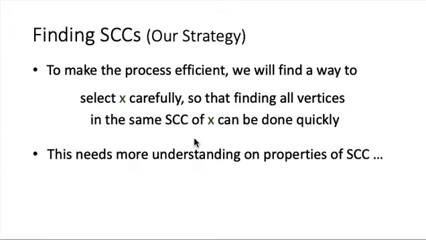But in order to make this process efficient, we will need to find a way to select X carefully so that finding all the vertices in the same SCC of X can be done quickly. By choosing different X, we may have different times for checking whether the vertices are in the same SCC of X. But if X is selected carefully, then we may do this part easily, so that the overall running time will be fast. To help us with this selection process, we want more understanding of the properties of SCC. So let us continue our property finding.